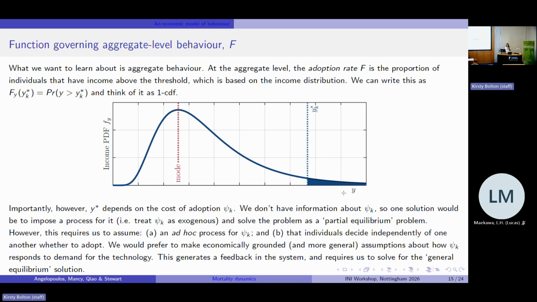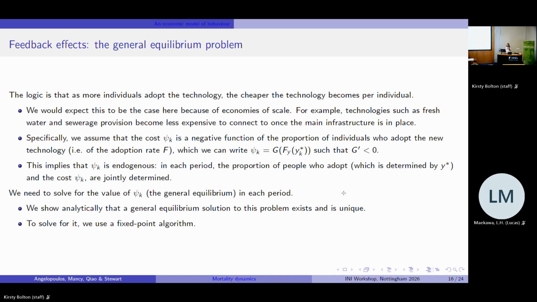So what we'd prefer to do is make an economically grounded, more general assumption about how psi k responds to the demand and technology. And this creates a feedback in the system, and it means that we have to solve for what we call the general equilibrium solution. So the logic here is that as more individuals adopt, the technology becomes cheaper per individual. And we'd expect that to be the case here because we get economies of scale. So, for example, some of the major technologies over this period were fresh water and sewerage provision, and we'd expect those to be less expensive per individual to connect to once the main infrastructure is in place.